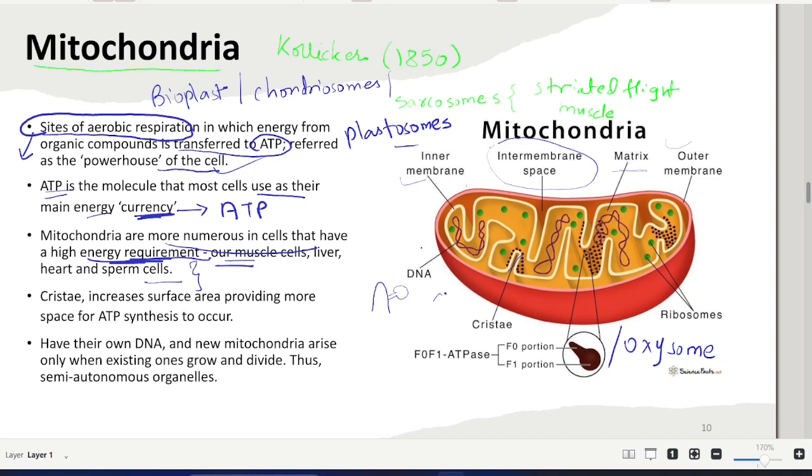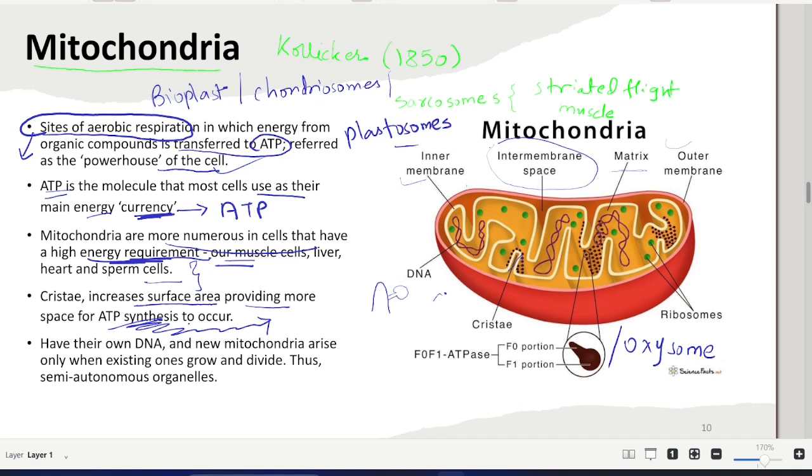Another thing, it helps in increasing the surface area, that is providing more space for ATP synthesis to occur whenever there is need for higher energy.